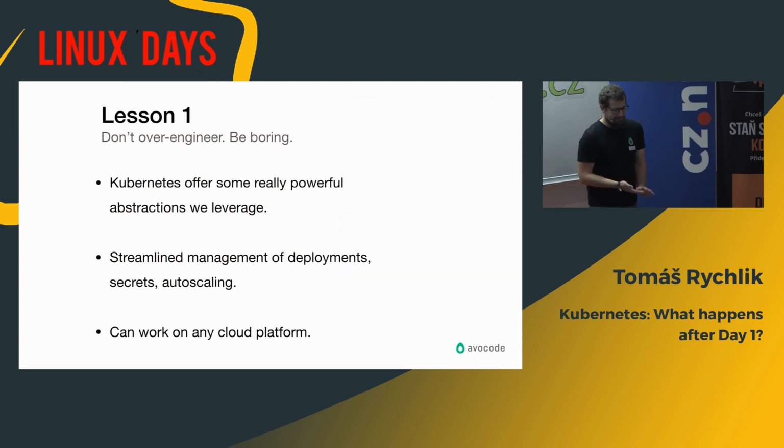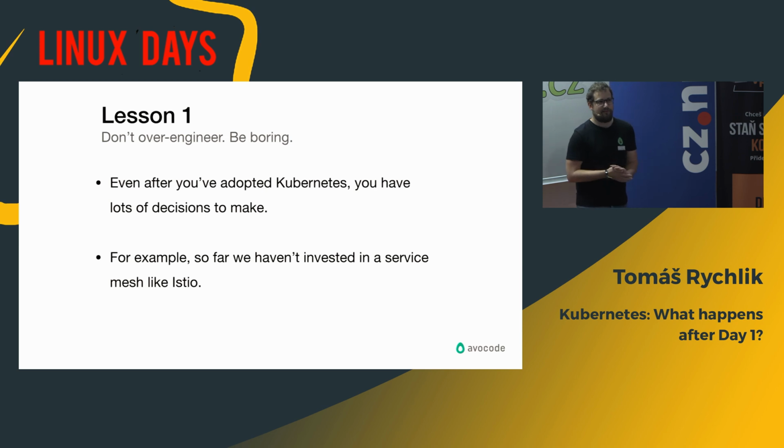For us, it was very useful to start using Kubernetes. It offers a lot of powerful abstractions. It streamlined our management, gave us more visibility into our infrastructure, and helped us with autoscaling. It's nice that it can work on any cloud platform. It's platform agnostic. It actually helped us when we needed to migrate from Amazon to Google Cloud Platform, and it was much easier thanks to being already on Kubernetes.